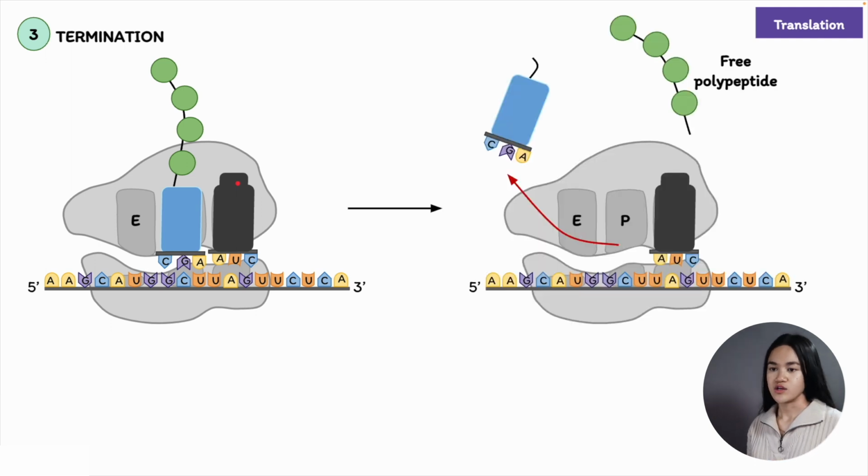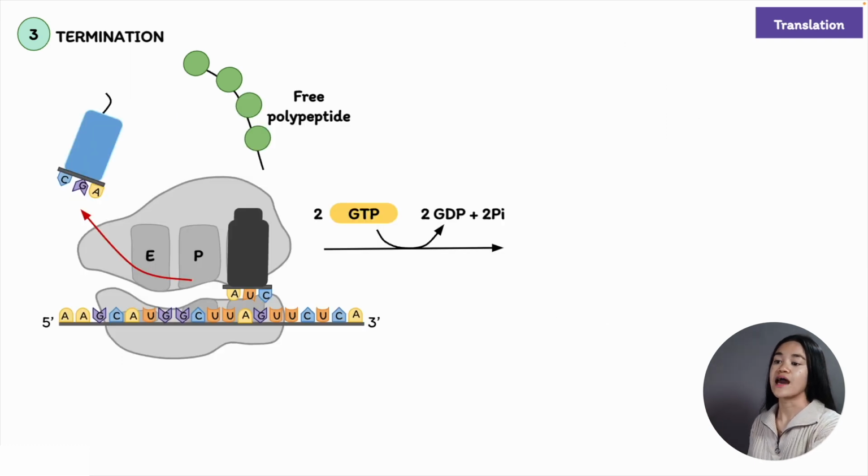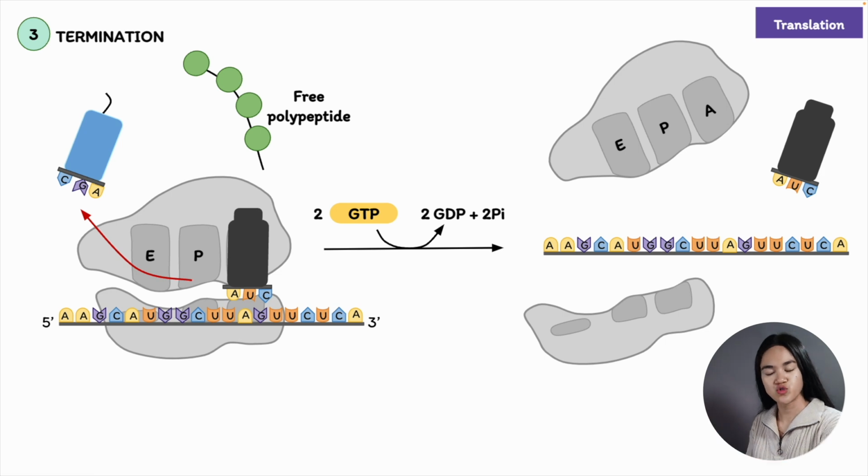The release factor causes the addition of a water molecule instead of an amino acid to the polypeptide chain. And this reaction is going to break the bond between the completed polypeptide and the tRNA in the P site, releasing the polypeptide through the exit tunnel. Then at this point, the ribosome also releases the mRNA and dissociates into its 2 separate subunits, which can then assemble onto another mRNA molecule to begin a new round of protein synthesis. And this whole process starts all over again.